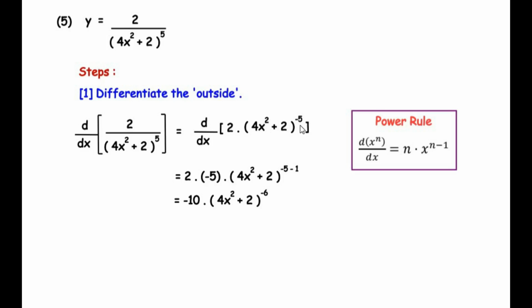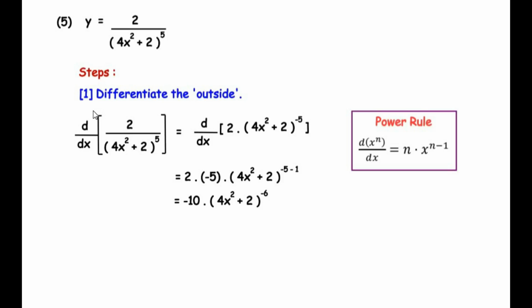Now this helps us to easily differentiate the term. Now once we have done this, we are going to use the power rule. Now this negative power comes down and it gets multiplied by 2. So 2 times negative 5 times (4x² + 2). Now the power of this term reduces by 1. So we get here negative 5 minus 1. Now simplifying this, we get 2 times negative 5 as negative 10. And this bracket raised to the power of negative 5 plus negative 1 gives us negative 6.